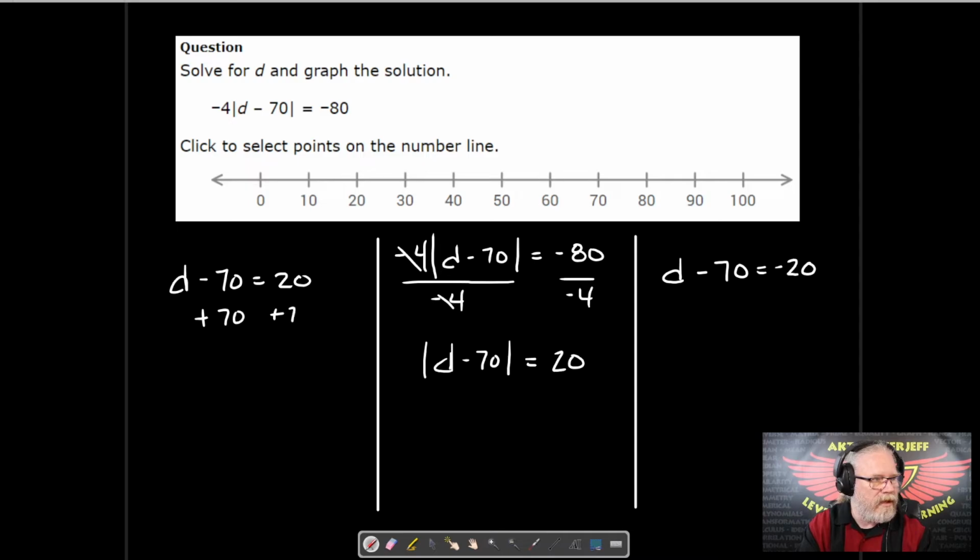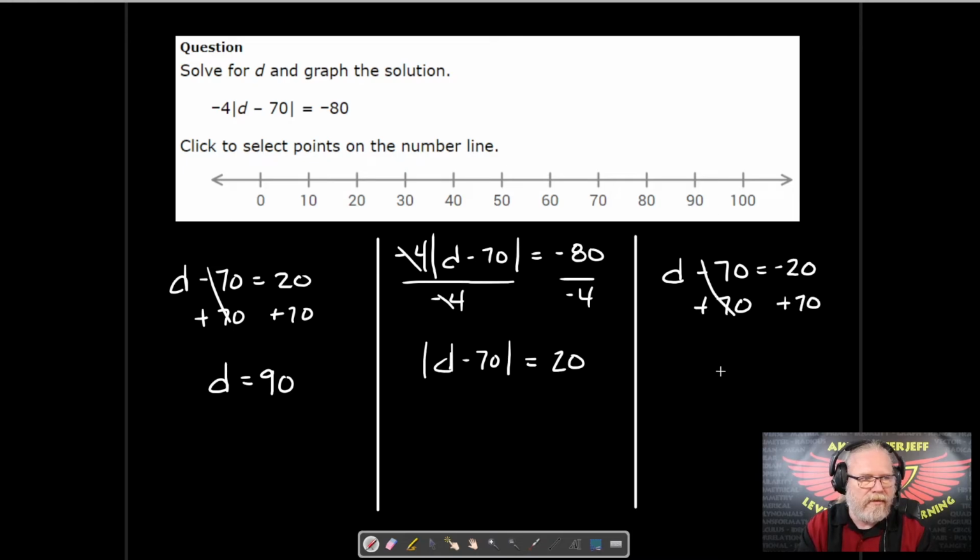What we do to one side, we do to the other. We're adding 70 to get rid of that negative 70 there, right? Those cancel each other out, leaving it d on the left, and 20 plus 70 is 90. And as I write my answer, I glance up there and I see, oh yep, 90 is there, so I'm good to go. And then add 70 over here and add 70 over here.